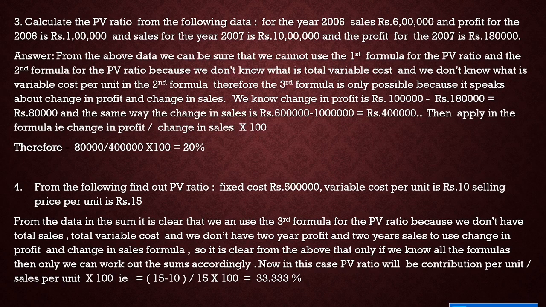In 2006, my profit is 1 lakh. In 2007, my profit has increased to 1,80,000, which means the change in profit is 80,000. Then the change in sales. In 2006, my sales is 6 lakh. In 2007, the sales increased to 10 lakh. From 6 lakh, it has come to 10 lakh, which means the change in sales is 4 lakh. So 80,000 by 4 lakh into 100 will give you 20%.